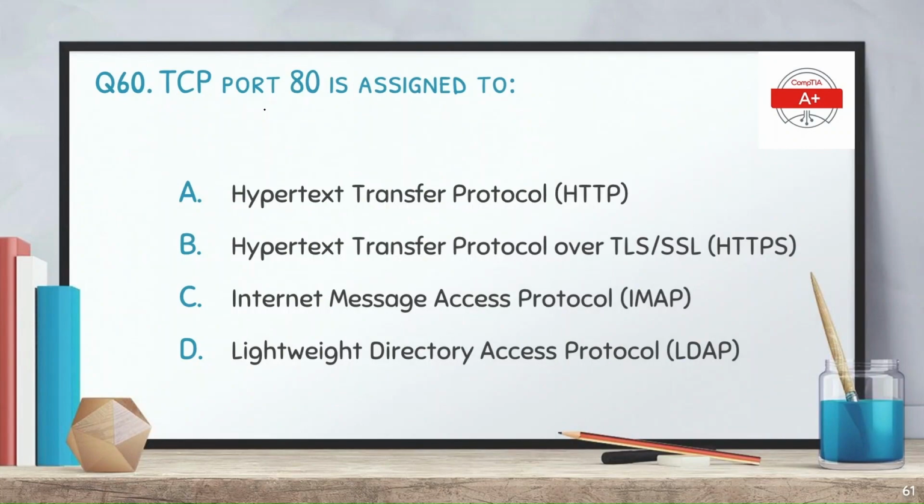Question number 60 is that TCP port 80 is assigned to, and the options are A. Hypertext Transfer Protocol, that is HTTP. Option B, Hypertext Transfer Protocol over TLS/SSL, that is HTTPS. Option C, Internet Message Access Protocol, IMAP. And option D, Lightweight Directory Access Protocol, that is LDAP. And the correct option is Hypertext Transfer Protocol, or HTTP. While the secure version of HTTP, that is HTTPS, uses port number 443.